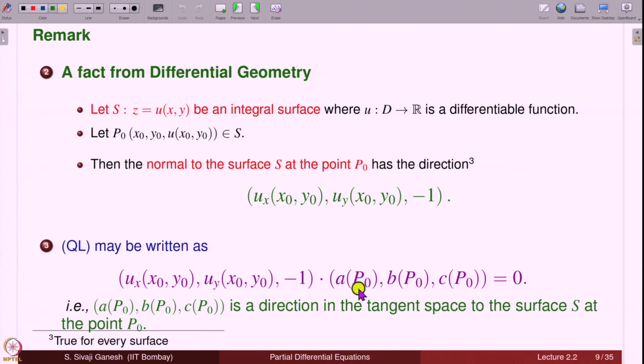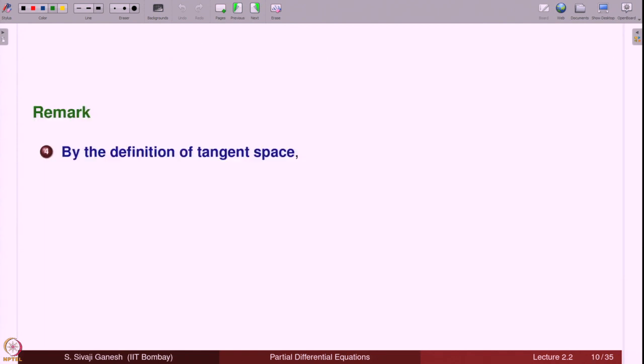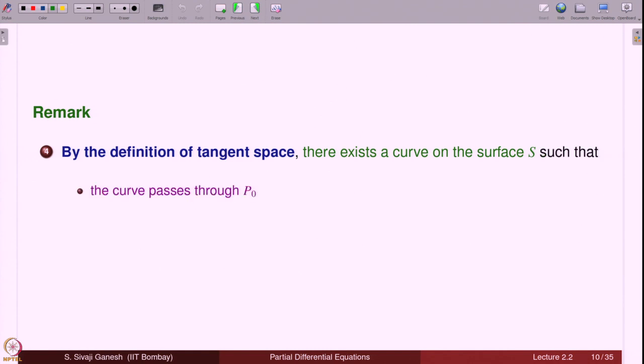We do not know that surface, in the sense that we do not know the solution, but we know a vector which is in the tangent space at a point on such a possible surface. This idea will be useful in finding the solution later on. So, by definition of tangent space, there is a curve on the surface with what property?